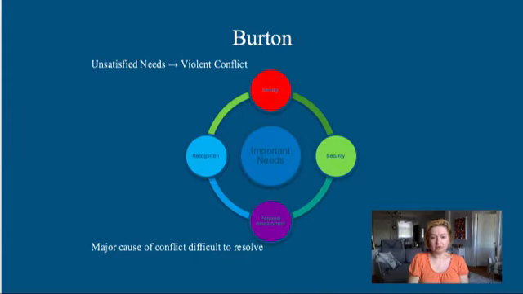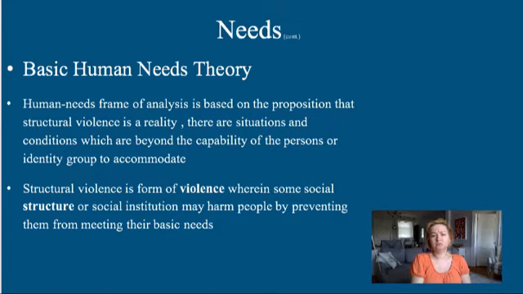So there are many examples of conflicts which are based on issues related to identity, security, recognition, self-development, such as, for example, religious and ethnic conflicts. So basic human needs theory is also connected to structural violence. Structural violence, as we know, was a concept introduced by Johann Galtung. And basic human needs theory claims that structural violence leads to frustration of basic human needs.